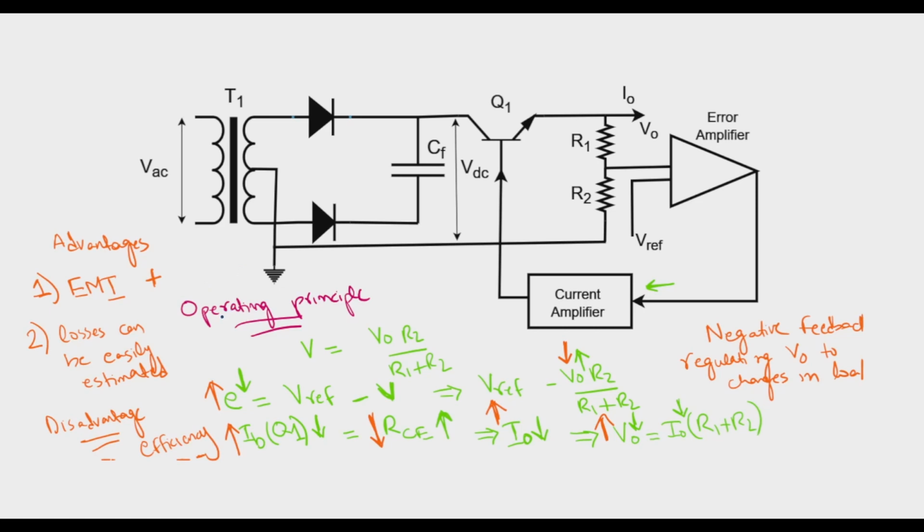In the previous lecture, I explained the operating principle of the linear regulator, how the output voltage is regulated against changes in the load. So if the output voltage drops due to an increase in the load current, then the feedback loop increases the drive to this series pass element as a way to keep V naught constant. I also explained some of the advantages of the linear voltage regulator. It has better EMI performance and the losses can be easily estimated.